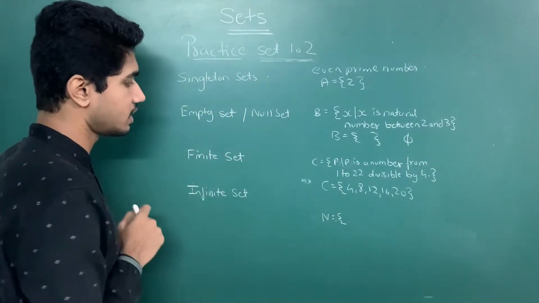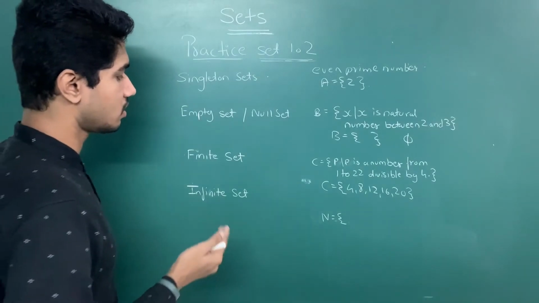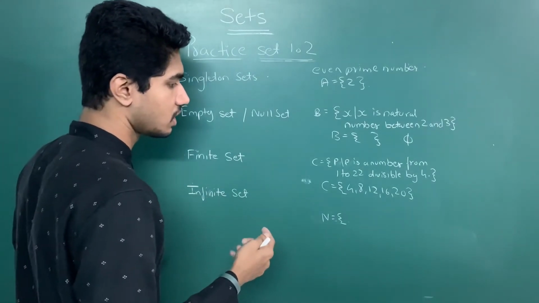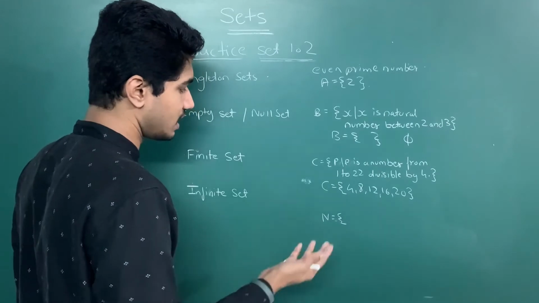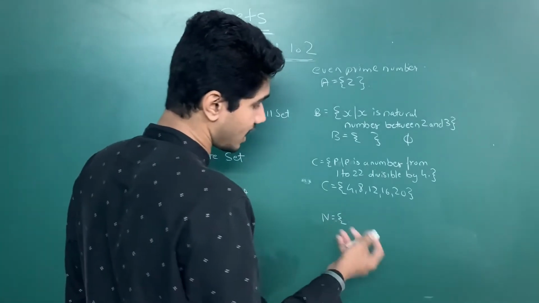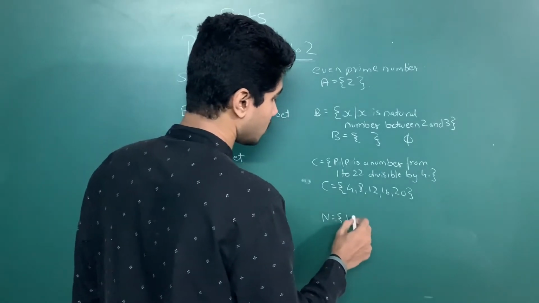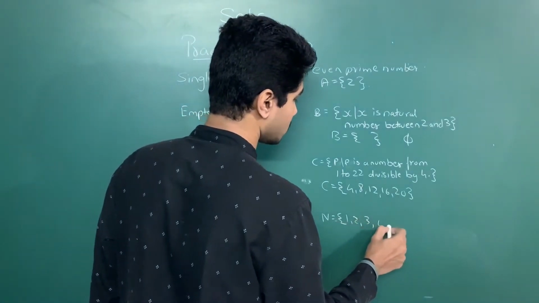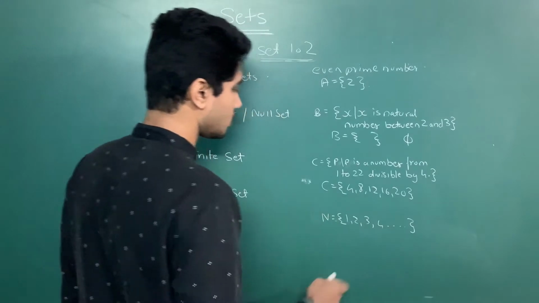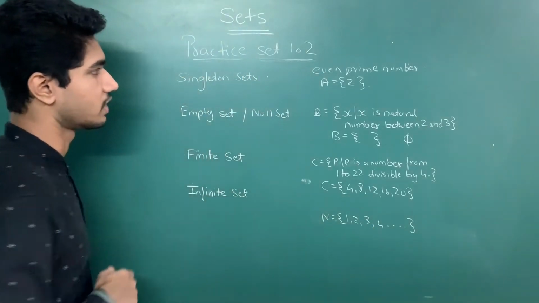In case of an infinite set, you can say that this is a type of set which is uncountable, which is unlimited. For example, a set which consists of natural numbers. Now, there are thousands of natural numbers. So therefore, this type of set is called an infinite set.